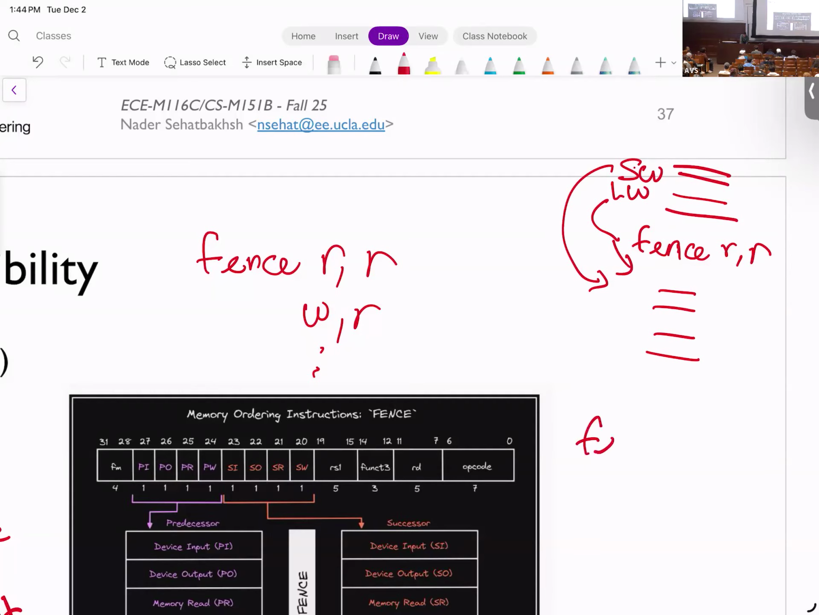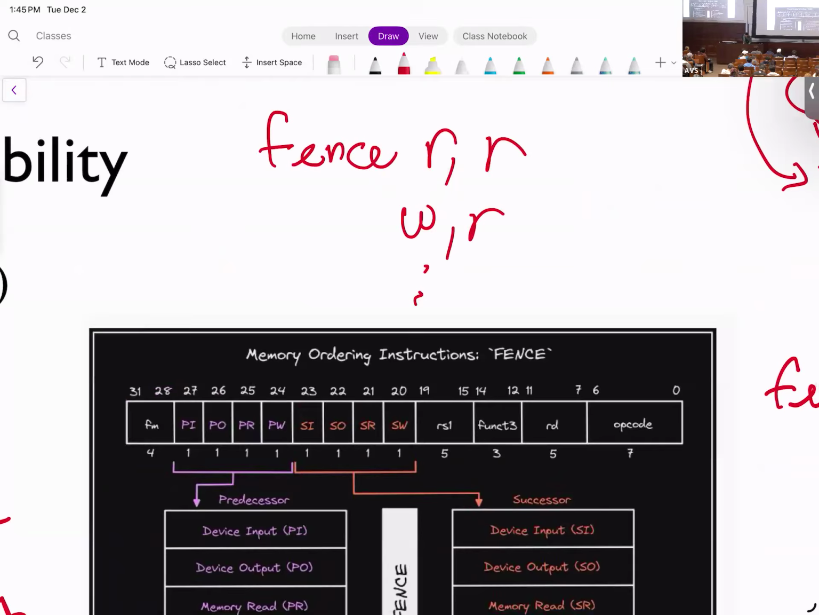I can have something like fence RWR, which means that all the reads and writes should be finished before a new read can happen. I can have a fence RWRW, which is essentially the original fence, meaning that all the reads and writes happen before all the next reads and writes, okay? How do you encode this? This is how you encode it, okay?